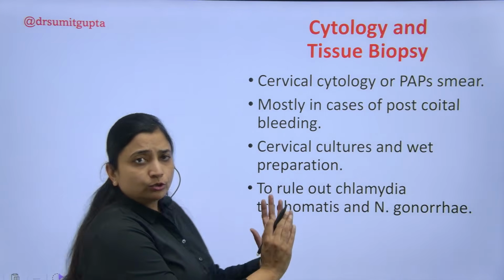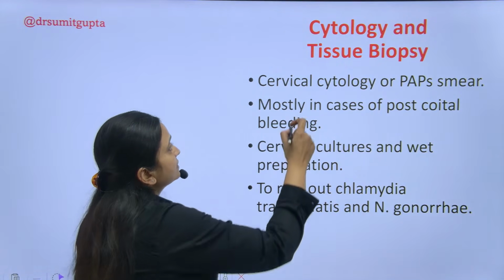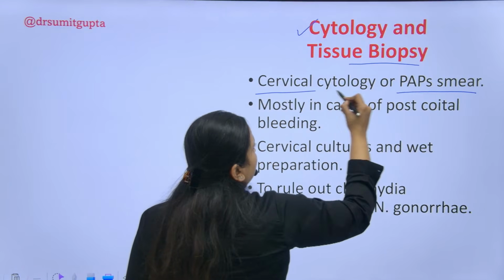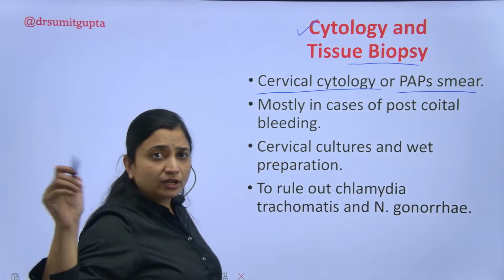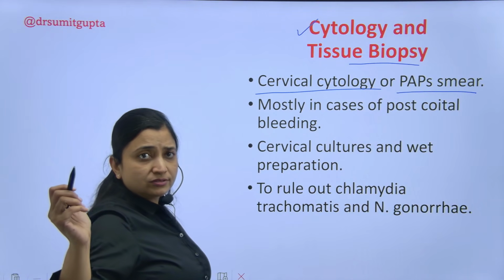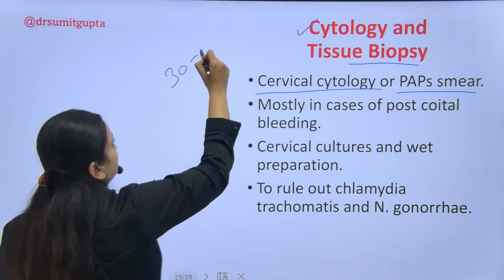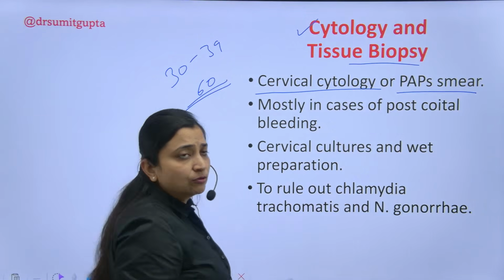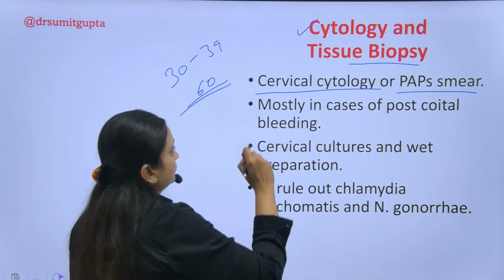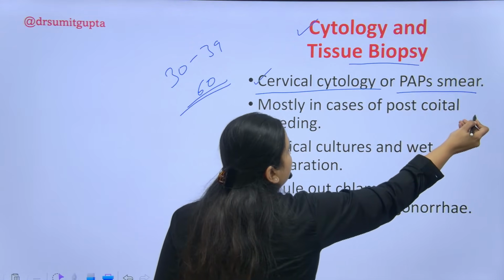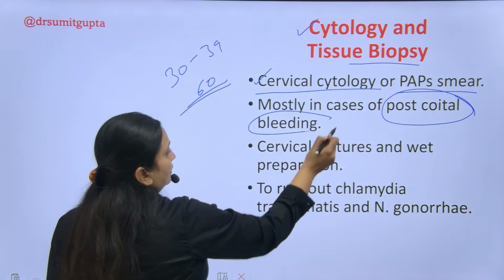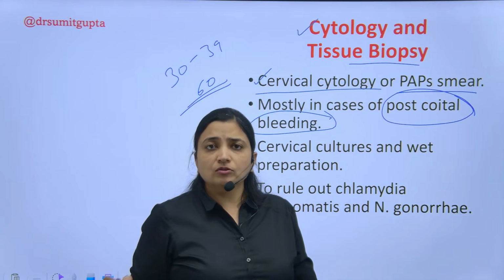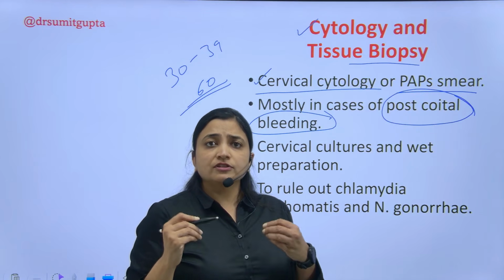Now we are moving to the tissue biopsy segment. Cytology as well as tissue biopsy. Pap smear or cervical cytology. Generally we have a bimodal distribution of cervical cancer, early in the age around 30 to 39 and late in the age around 60s. But as a regular screening protocol, please go for pap smear and cervical cytology, mainly in cases of post-coital bleeding, where the patient is saying that there is bleeding post-sexual intercourse. Think of carcinoma, think of some pre-malignant lesions.